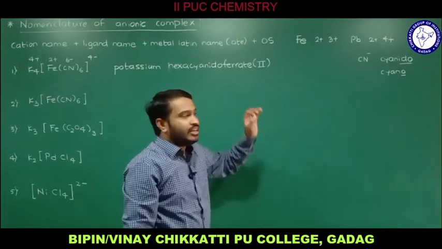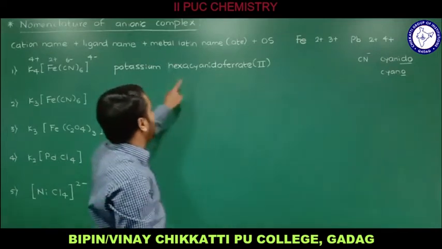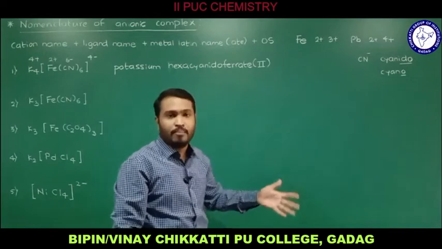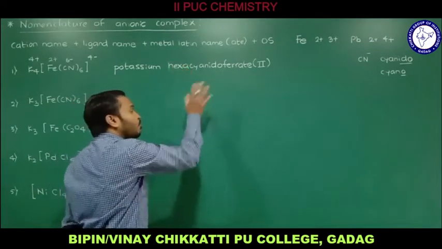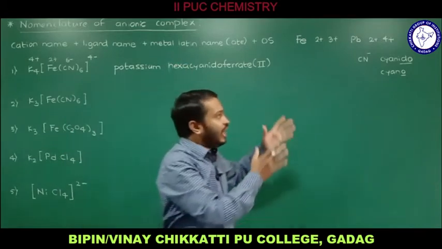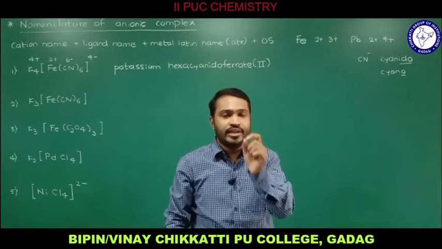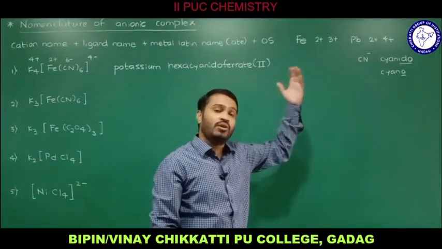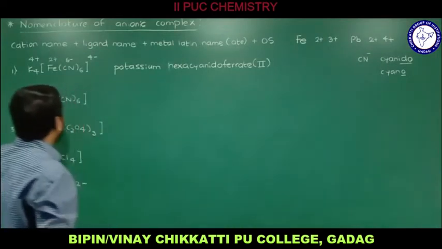If you refer to some other books for competitive examinations, you may get the name as potassium hexacyanoferrate too, that is also right, but in recent nomenclature we have to write cyanido only. Therefore I prefer, as per NCERT, as per the latest IUPAC nomenclature, you need to write cyanido only. If you write cyano, that was the old nomenclature, that is also right. Know that concept. Now I come to the next example.